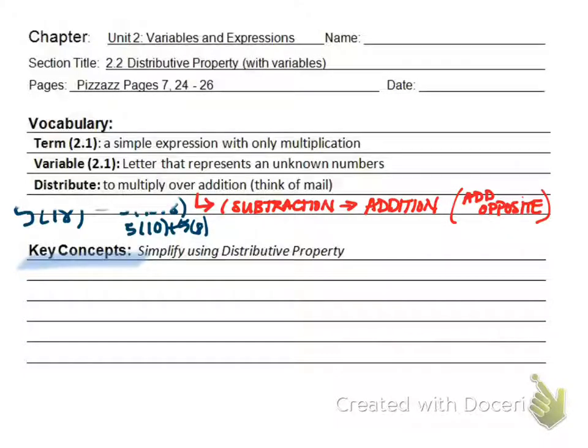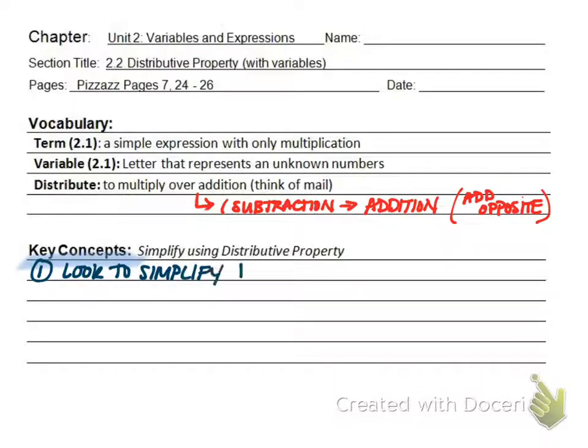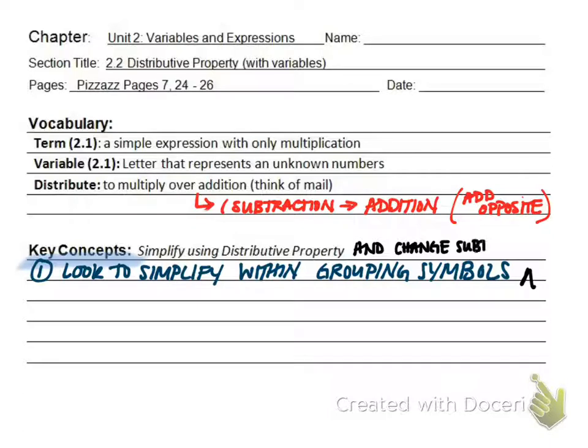Our first key concept to look at is to simplify within the grouping symbol. So we want to see if there is a way that we can make this easier, and maybe we don't need to use distributive property. We do that by adding the opposite. So if there is subtraction in there, maybe we want to add the opposite. And also within our grouping symbols, look to simplify.